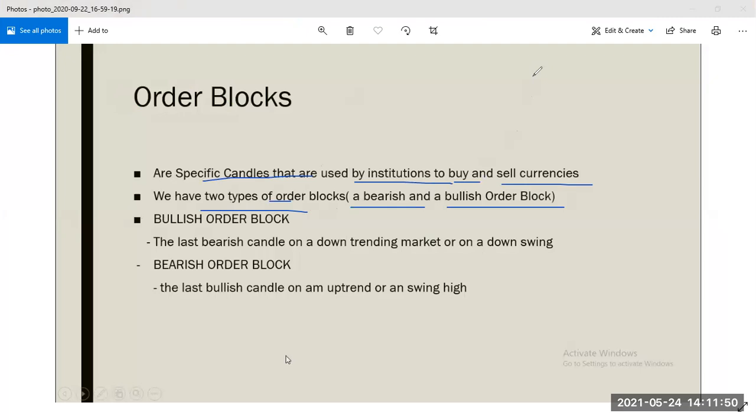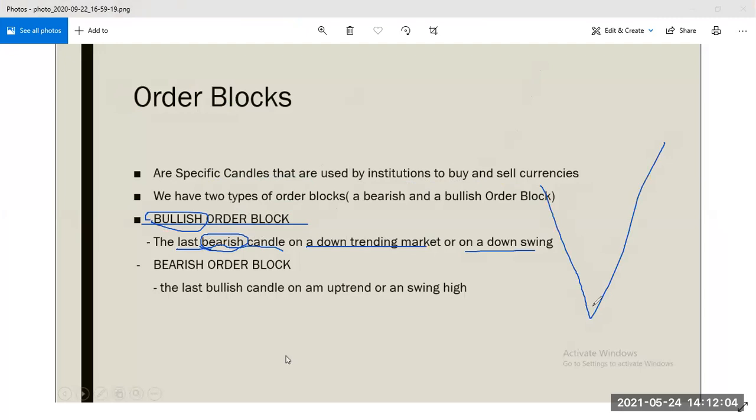The bullish order block is the last bearish candle on a downtrending market or downswing. Okay, so when price does this, the last down candle here, the last bearish candle here, that's our bullish order block. That's the last time they sold and they began to buy. So that's what we call a bullish order block. So when price comes back to the order block, we buy again, then price goes up.